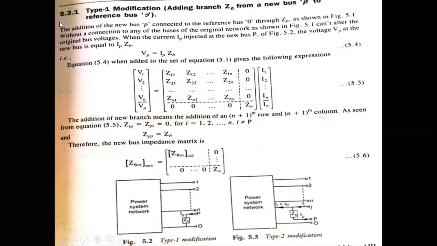Type 1 method is the addition of an element from a new bus to the reference. Adding a branch from a new bus to the reference, that is the type 1 modification. In that type 1 modification method, we form the Z bus new. Therefore Z bus new is equal to the Z bus old, in which a 0 row and a 0 column are added.